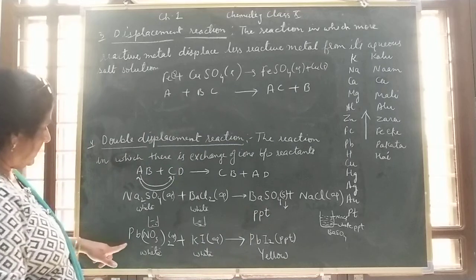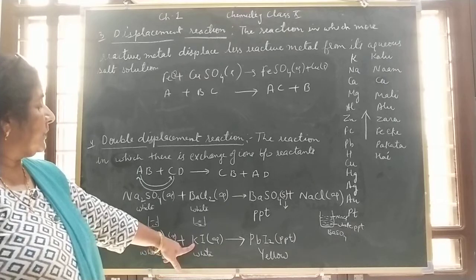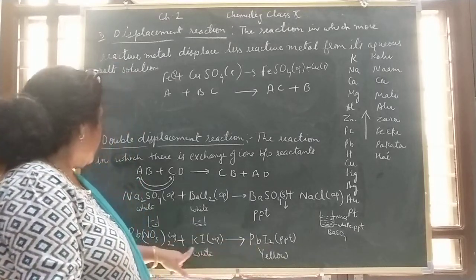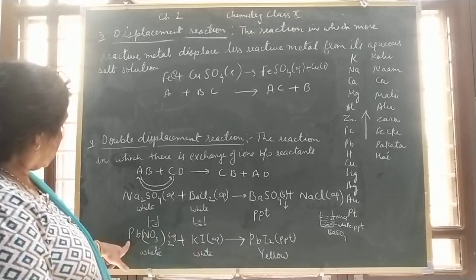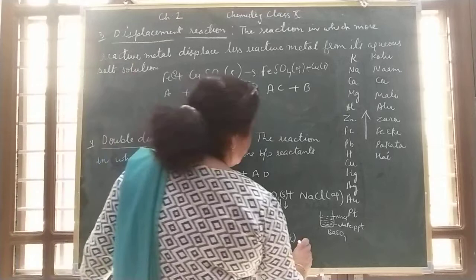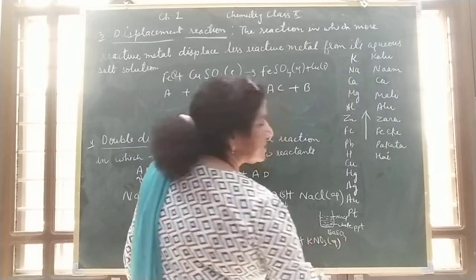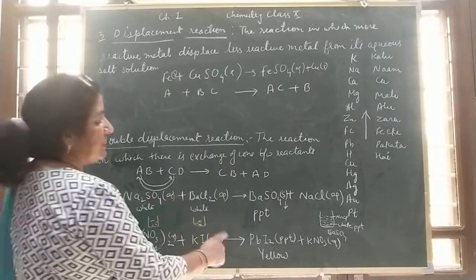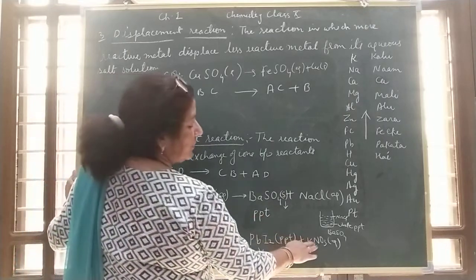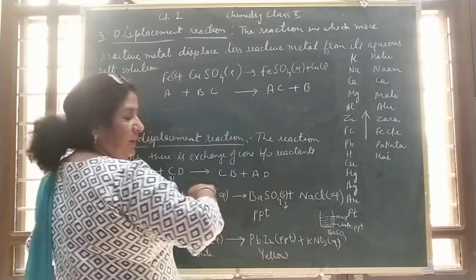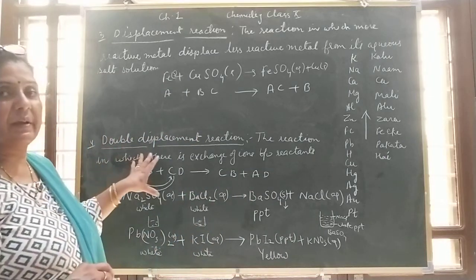Look here, this is the exchange of ions. Pb takes the place of potassium. The formula becomes PbI2, and what is left? In place of Pb, now K will come here, potassium nitrate. It will become KNO3. This is aqueous solution. So in the beaker, you will see yellow precipitate settles down and a solution of potassium nitrate will remain at the top. This is all about double displacement reaction.